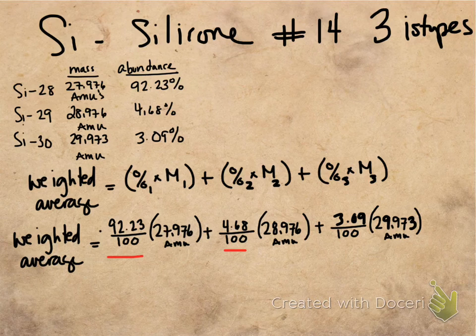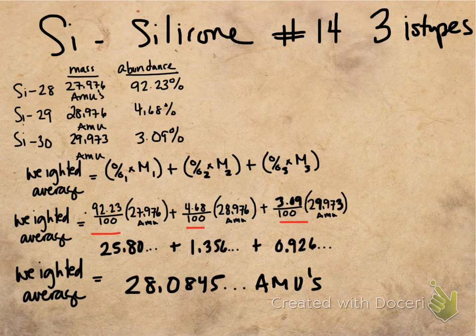I'm okay with 4.68%. I tend to screw up when I have 0.17%, 0.46%. So I like to put these over 100 as a way to error-proof myself. Let's get a raw number. Okay, we have a raw answer of the weighted average atomic mass of silicon being 28.0845 on and on and on AMUs.